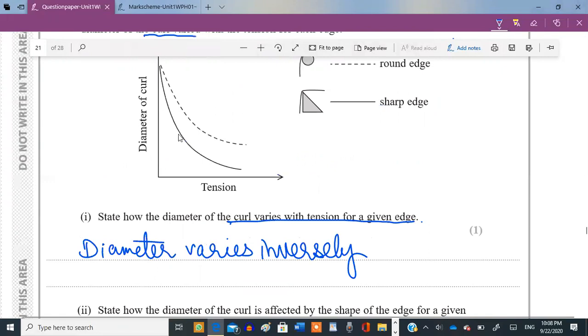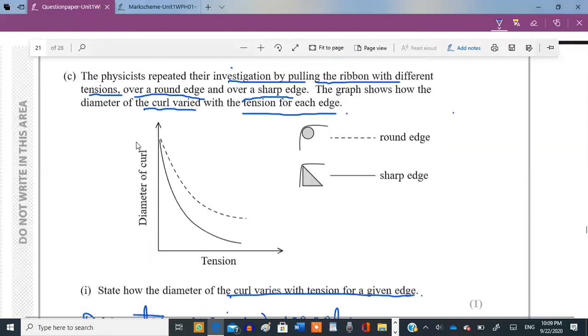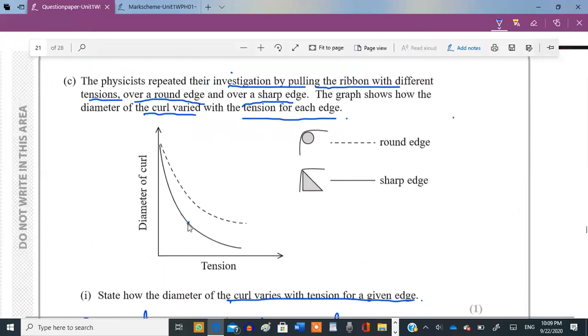Part 2 says, state how the diameter of the curl is affected by the shape of the edge for a given tension. Okay, for a given tension, for instance, this is a tension, T. Diameter for the round edge is going to be more than the diameter of the curl for the sharp edge. This is the sharp, this is the round. So the round one is more as compared to the sharp edge.